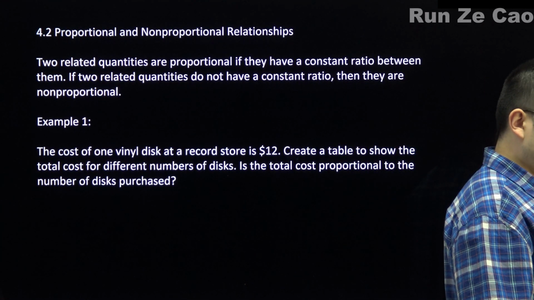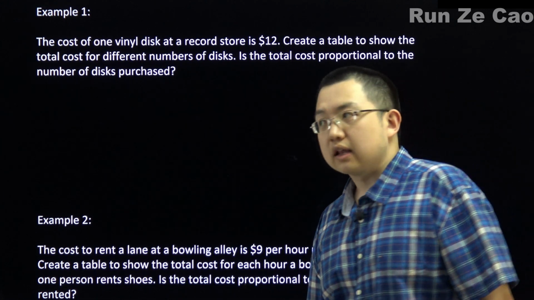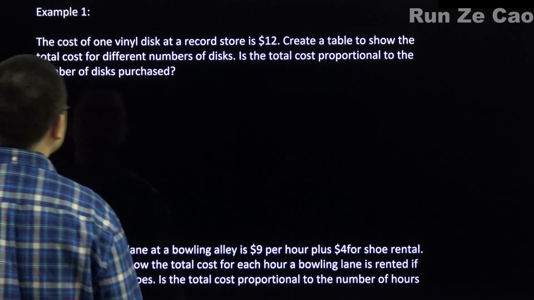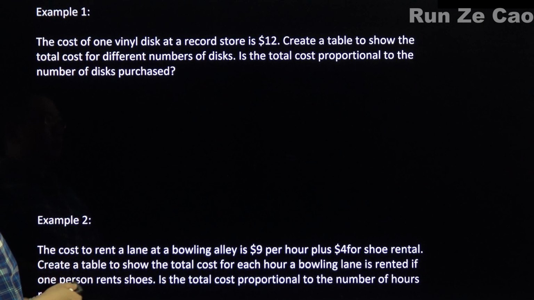Example 1. The cost of one vinyl disc at a record store is $12. Yes, some people still like playing old vinyl records for whatever reason. Create a table to show the total cost for different numbers of discs. Is the total cost proportional to the number of discs purchased?